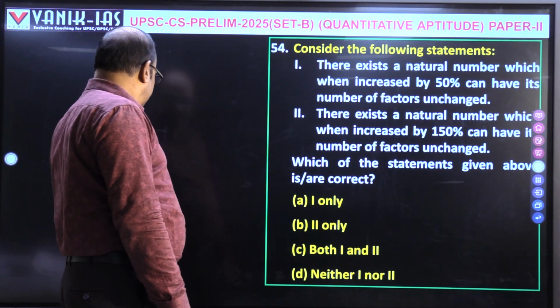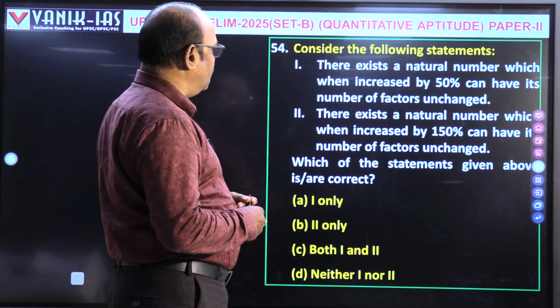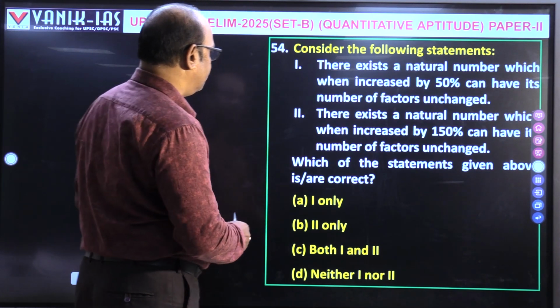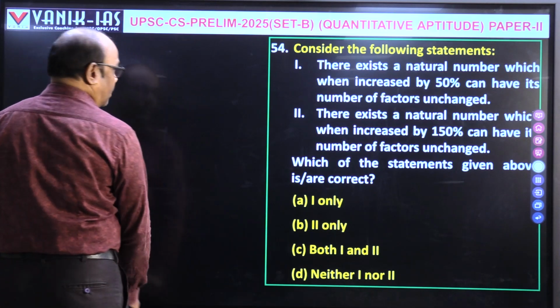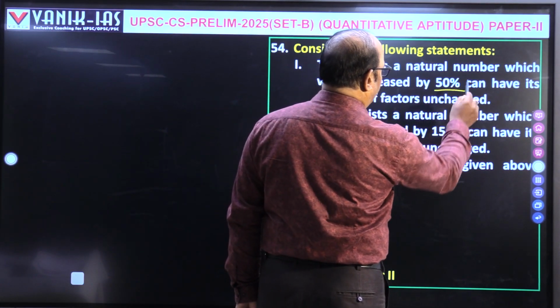54. So consider the following statements. There exist a natural number which when increased by 50% can have its number of factors unchanged. Okay. If we increase by 50%, then the number of factors unchanged.